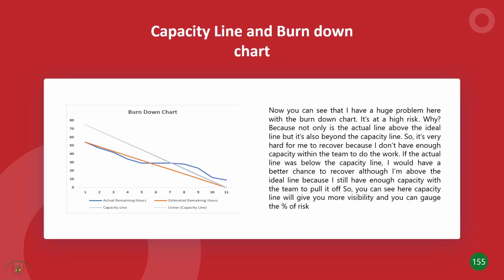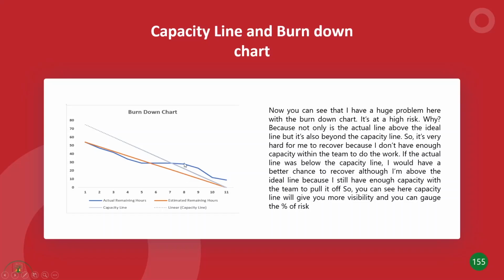So your team doesn't even have the capacity to finish these stories, right? It doesn't have the capacity for these story points. So it's a twofold problem, right? Not only are you above the ideal line, so you have to bring that down, the problem is, how are you going to bring it down when your team doesn't have the capacity to bring it down? It's going to be very hard for you to recover in this case because you are behind schedule and your team doesn't have the capacity to do these stories, right?